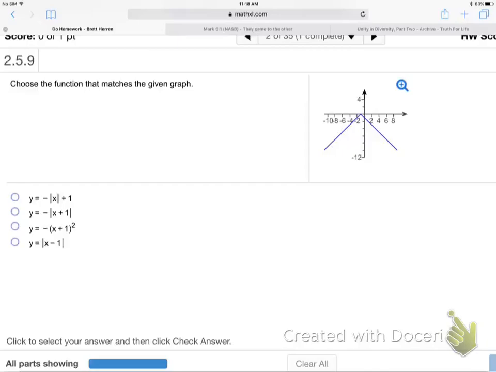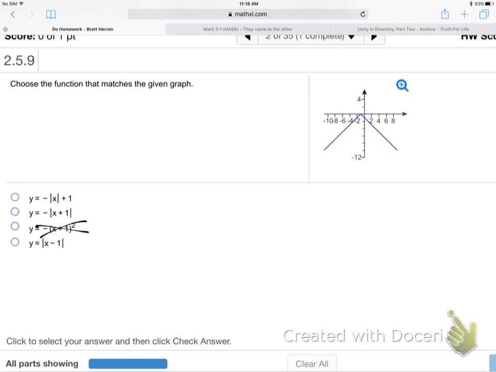So let's do our test. All right, so that's V shape, absolute value. So let me just get rid of this option. It's not that. I'm not going to put dumb multiple choice options like that on the real test. They'll all be absolute value. So it's not that one.